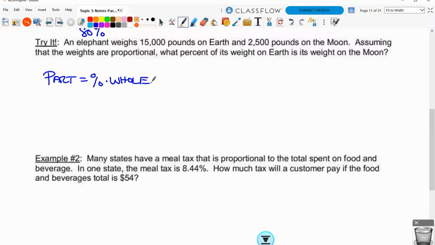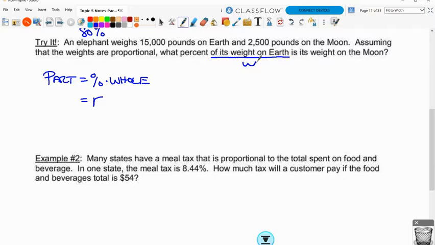Again, we've got to read the sentence that has the question because this is going to set the problem up for us. Once again, it says what percent? We're looking for the percentage. So in our equation, we're going to replace the percentage with R for rate. Now, again, we find a percent of the whole. Percent of its weight on Earth. The weight on Earth is the whole value.